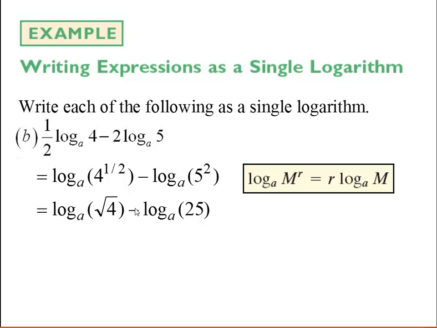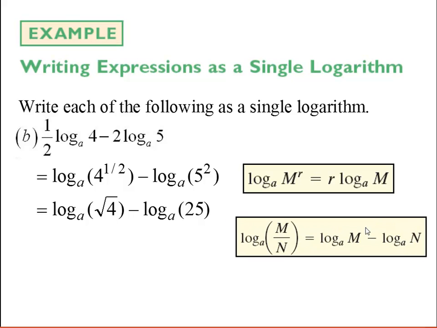And then I have a subtraction. So I'm going to use the rule where I have the subtraction, and I can pull them in as a quotient. I call this the quotient rule. So we're going to use it backwards. We have a subtraction, and we're going to pull everything in as a quotient. So this is the numerator, this is the denominator. And then I'm really done at that point. I can't simplify this any further. I've combined everything into one single logarithm.